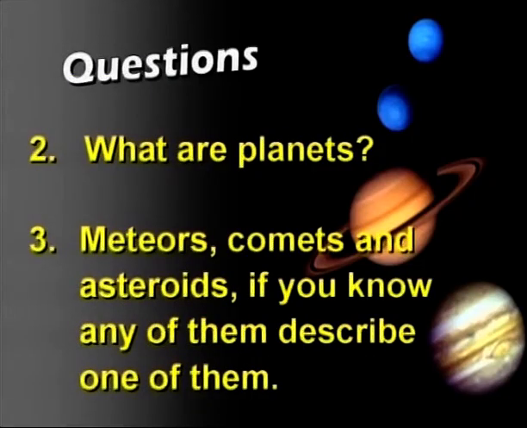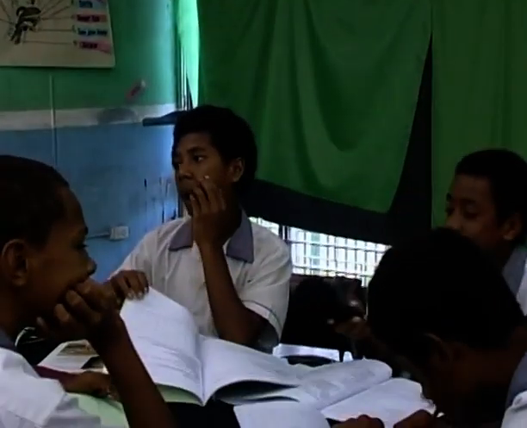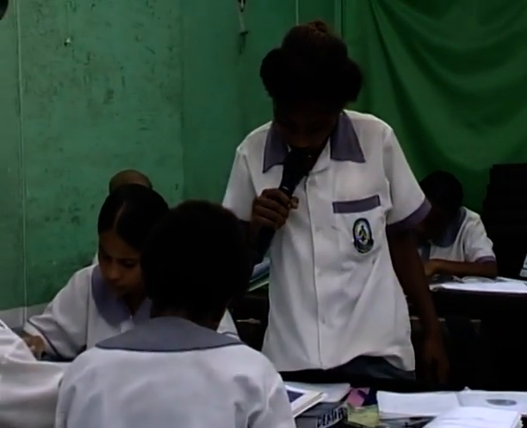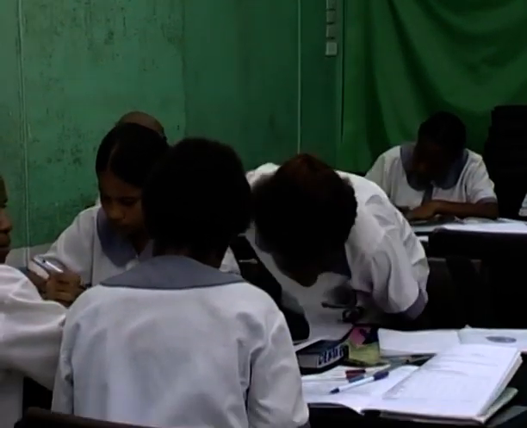Meteors, comets, and asteroids. What do you know about any of them? Choose one of them. Comets are considered part of our solar system because they orbit the sun. All right, good. Lisa? Asteroids are small rocky planets orbiting the sun, which is over 50 kilometers long. All right, good. Now, class, copy this down quickly in your books.